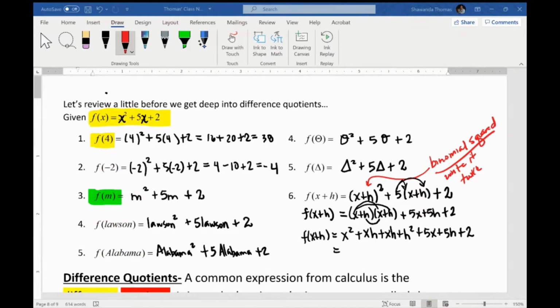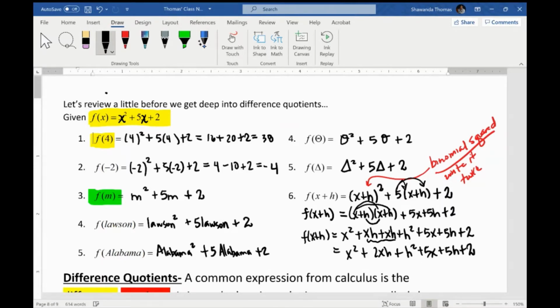xh plus xh, what do you think that equals? Is it x h squared? That would be if you multiply. Is it 2x plus 2a? 2xh. 2xh, because we already have like terms, so we're just putting the coefficient in the front. So x squared plus 2xh plus h squared plus 5x plus 5h plus 2.